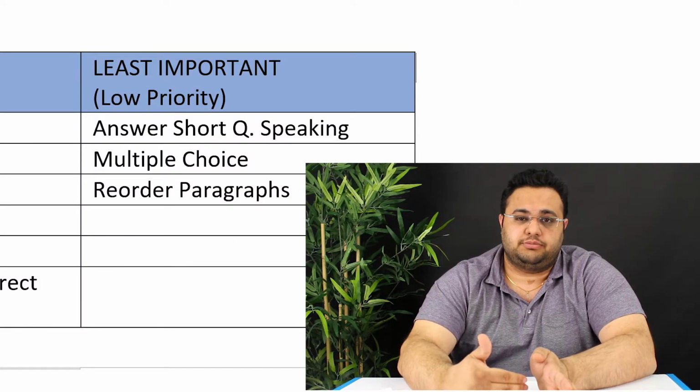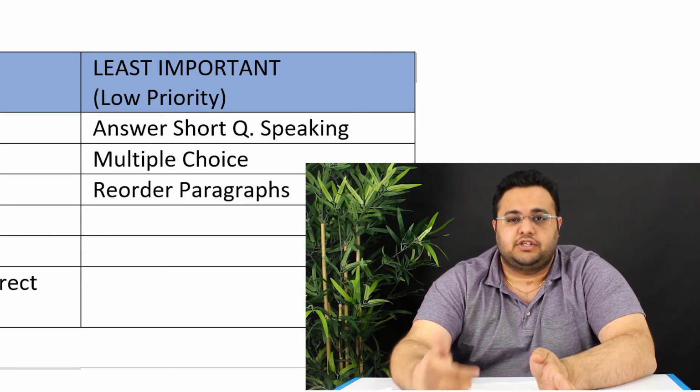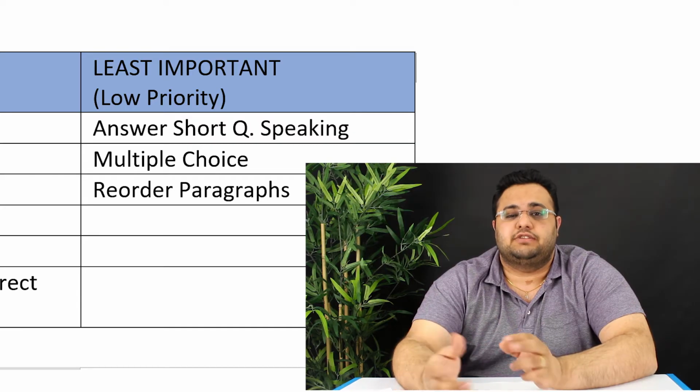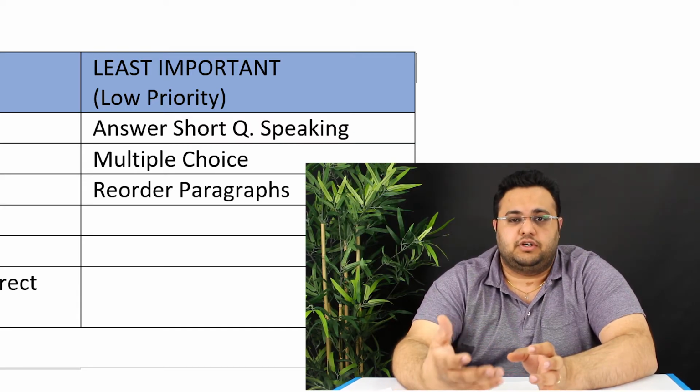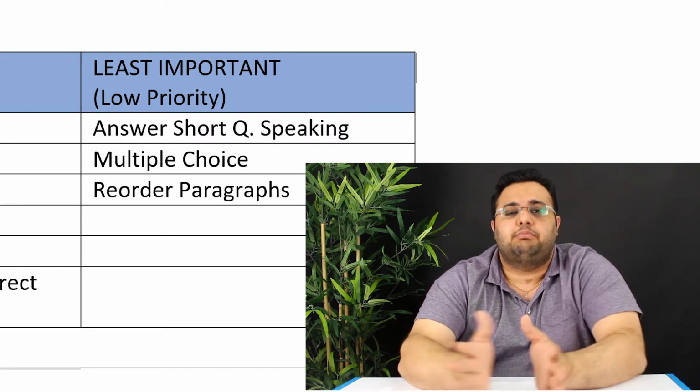Now here is the trickiest part. Every question that I have mentioned so far is still worth some points. Each and every question that I have not mentioned till now, I'll just name them. Answer short question in your speaking, multiple choice single answer and multiple answer in your reading, reorder paragraphs, and all the sections for listening, which are multiple choice, highlight incorrect, highlight correct summary, and select missing word. All those sections have a combined weightage of just 10 to 15 points of your PTE. So those are the sections which can be completely ignored if you're aiming for 65.